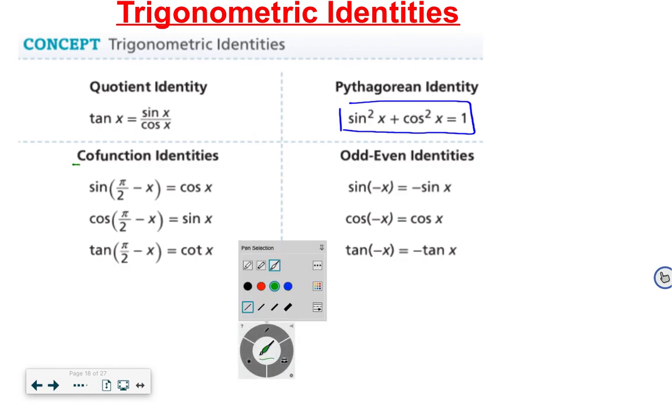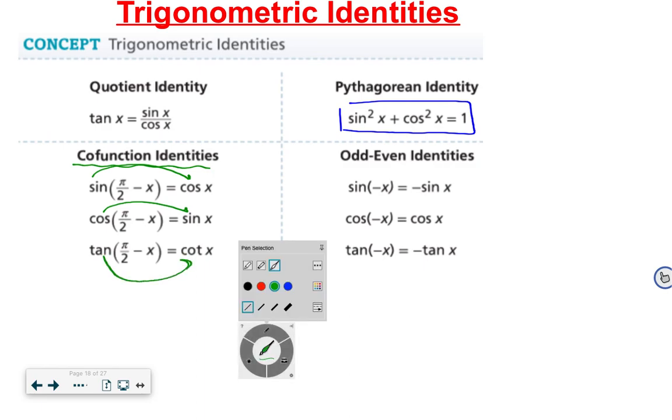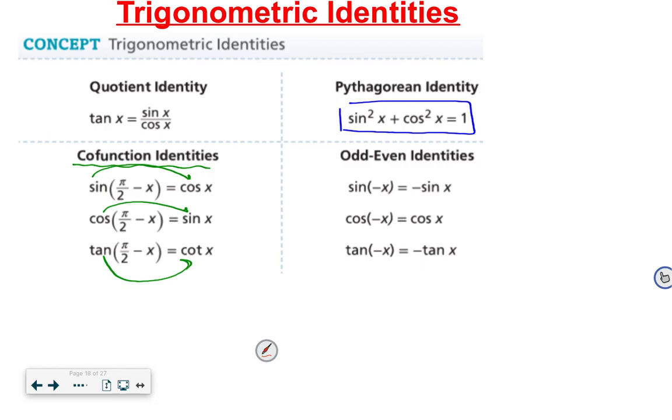Another identity is the cofunction identities. This is important, ladies and gentlemen. Whenever you subtract any angle from pi over 2 or add to pi over 2, the trigonometric function changes its name. Sine function is going to become cosine, cosine function is going to become sine, and tangent function is going to become cotangent function. You will also see that if we add or subtract any angle from 270, which means 3 pi over 2, the trigonometric functions change their names as well.